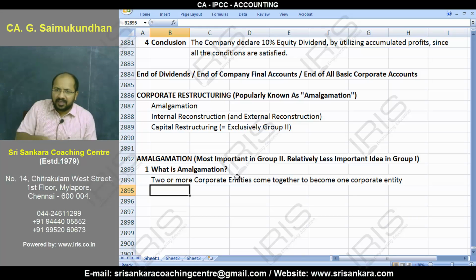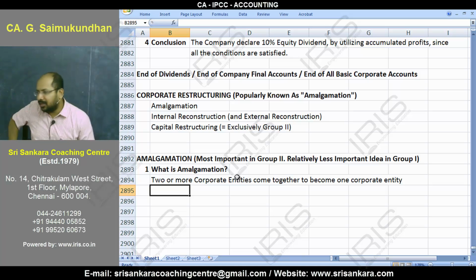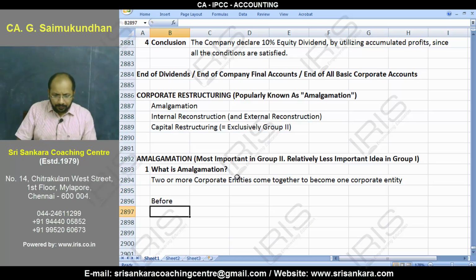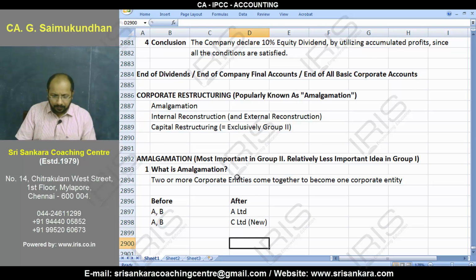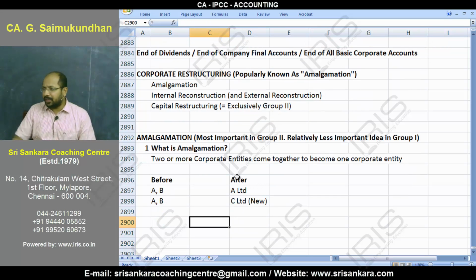So amalgamation implies that at the end of this entire deal, you will find there is only one company left. What about the other company? Before, we can have A Limited and B Limited; after, we'll have only A Limited. Or before, A Limited and B Limited; after, some new company called C Limited. All are amalgamation. So whenever we have any deal about amalgamation, at the end you will have only one company.